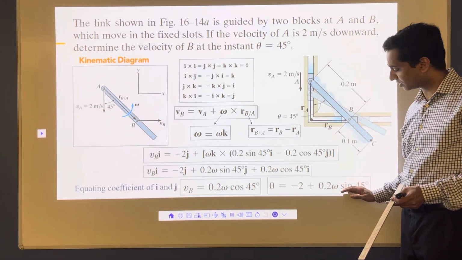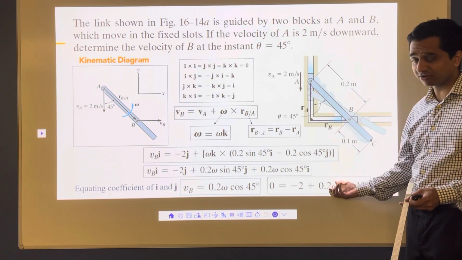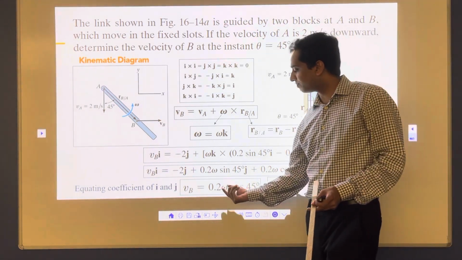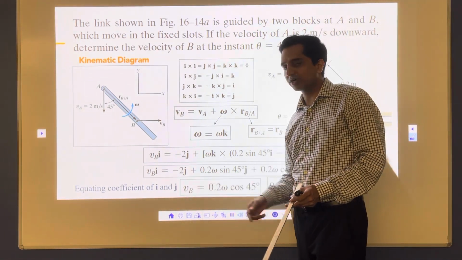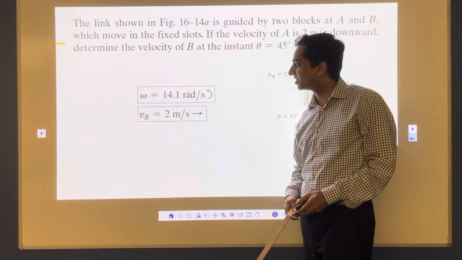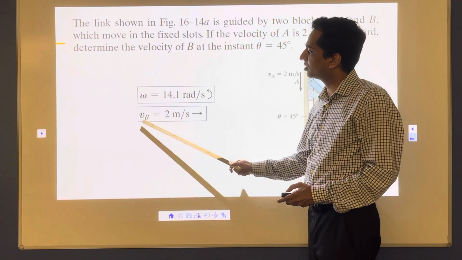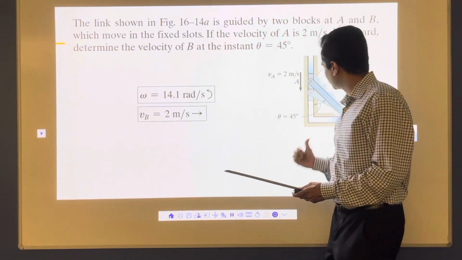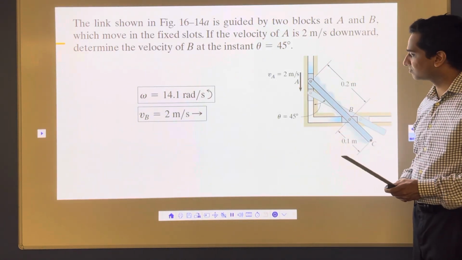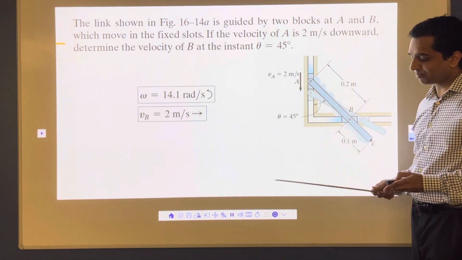This is one equation, one unknown. You can calculate the value of omega. Whatever value of omega you get, you plug it into this equation, and then you can find out the value of VB. And that's what you do. You will get omega here 14.1 radian per second. VB is equal to 2 meter per second in this direction, and you are done with the problem. This is a solved problem from the book.